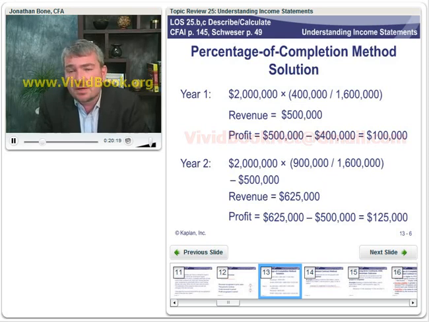Now, one question I often get in the classroom is, in year 2, surely I could have just taken my 2 million contracted selling price and multiplied by the cost incurred in year 2, 500,000 over 1.6 million, rather than the total cost incurred to date. And if I'd done 500,000 divided by 1.6 million, surely that would have taken me immediately to the revenue figure of 625. Well, that is true, but you've got to be aware that that method will only work if your reliable estimate of total cost is constant from year to year.